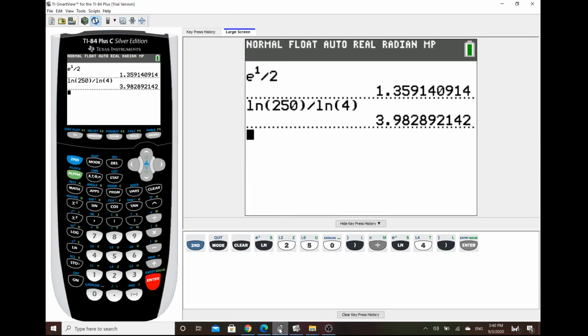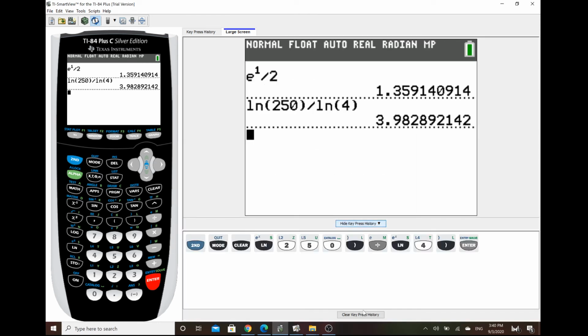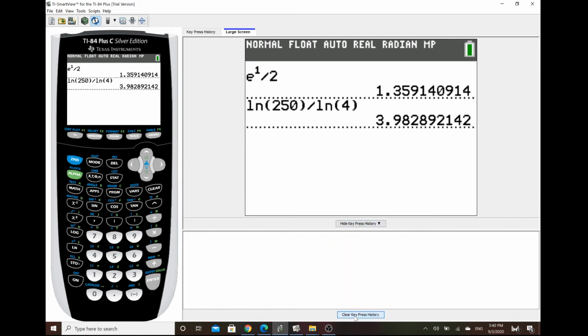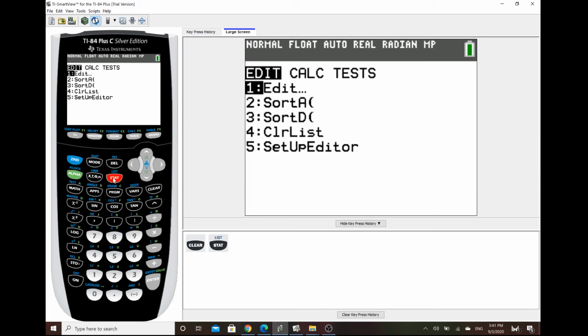Now here's the way to enter the data into the calculator. Let me just clear all this. First thing you want to do, press stat, because anytime you see regression, it's all about the stats. Now you want to go to edit. Well, it's already highlighted in edit, so press 1.